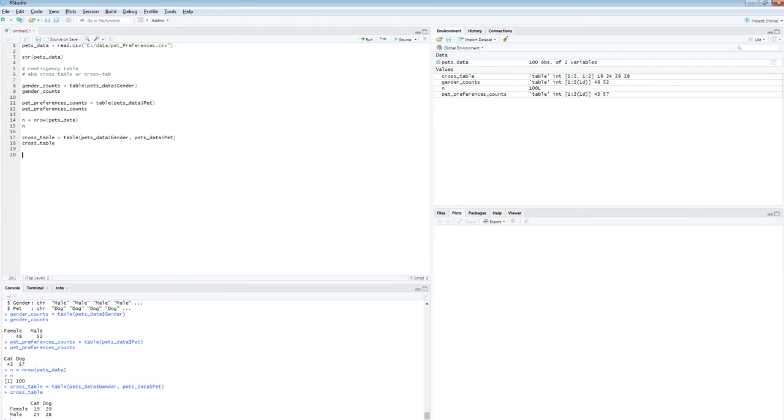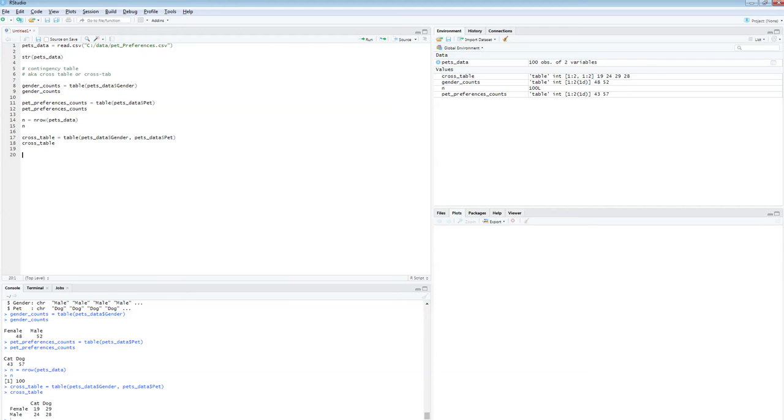This is the contingency table, okay? This right here is the contingency table. So it's a tabular representation of the simultaneous distribution of two categorical variables. In that case, nominal variables.